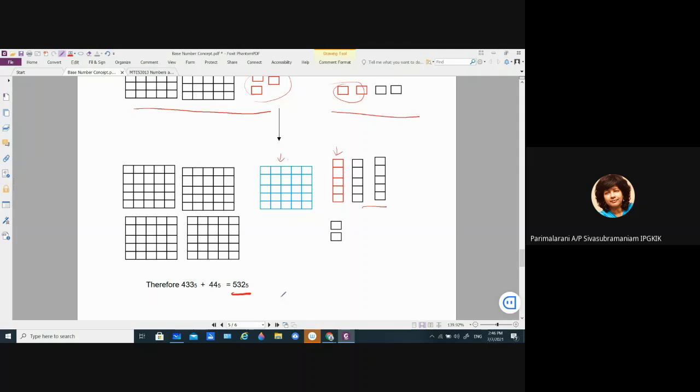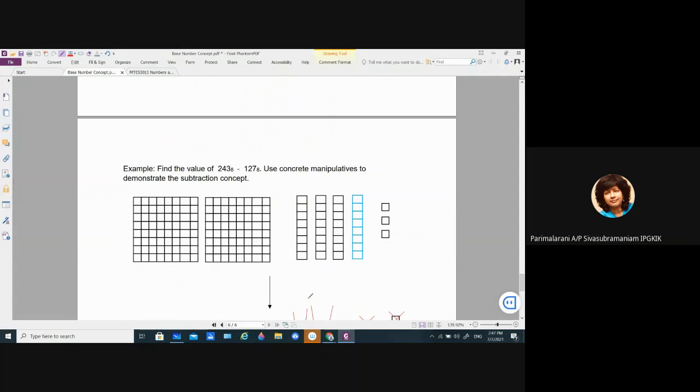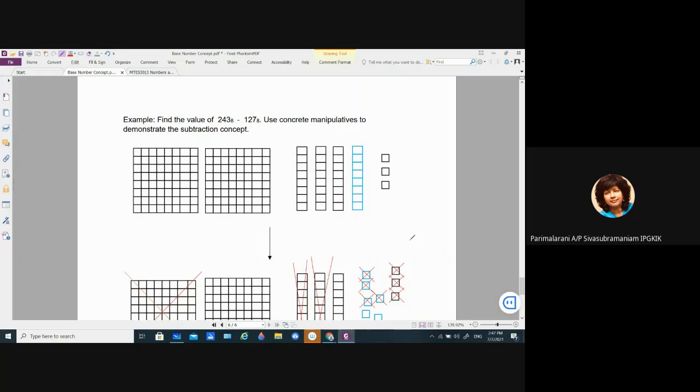So if you're asked to do the addition using the algorithm, you can do the normal way. But if you are asked to show the concept of addition of base 5 numbers, then this is how you must show it, because you need to understand that this represents a 25 piece, this one represents a 5, and this one represents ones. Similarly, if you're doing subtraction, it's also the same method.